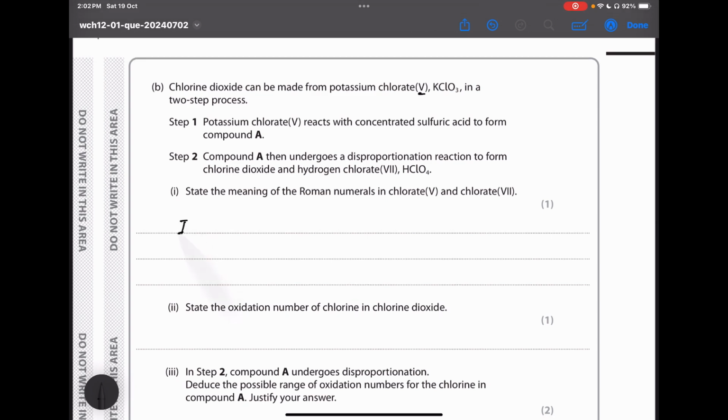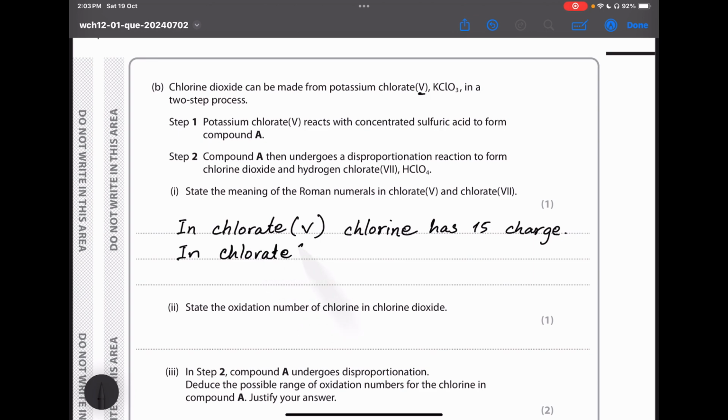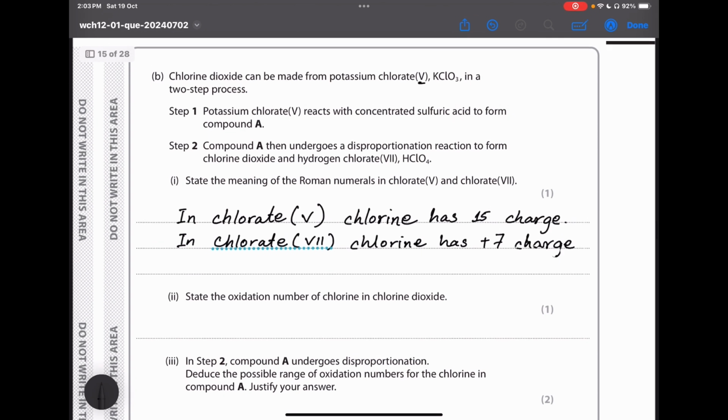This Roman numeral actually gives us the oxidation number of chlorine if it were an ionic substance, right? So we can write down that in chlorate(V), chlorine has a +5 charge, and the same thing in chlorate(VII), chlorine has a +7 charge. State the oxidation number of chlorine in chlorine dioxide.